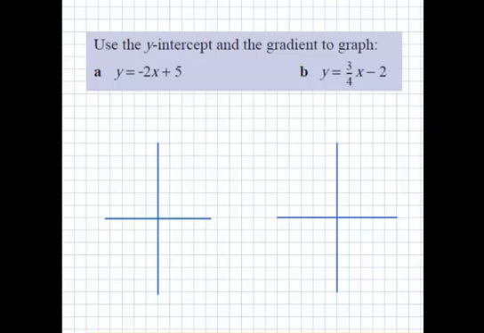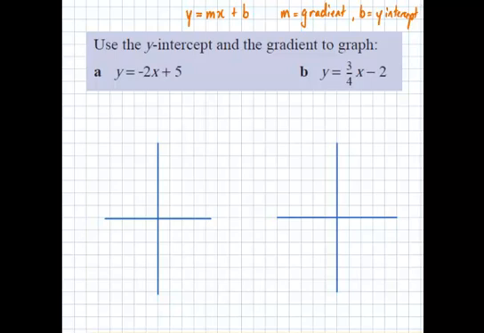Okay, hopefully you remember from last lesson that when we write an equation in the form y equals mx plus b, that m tells us the gradient and b tells us the y-intercept. Alright, so we need to know that information if we're given an equation and asked to graph it. There are a number of different ways of graphing equations. This is just one method that works.